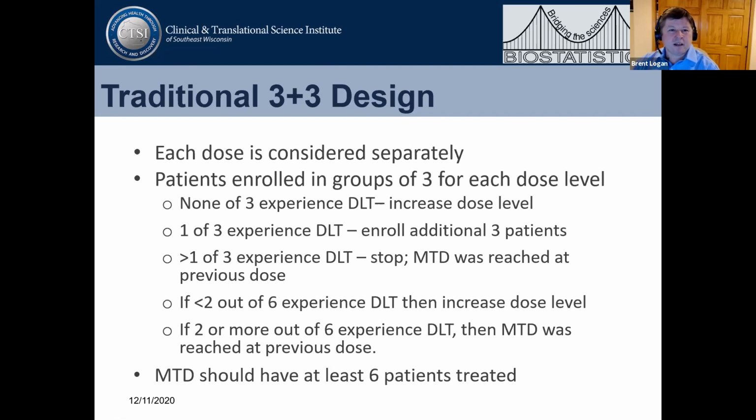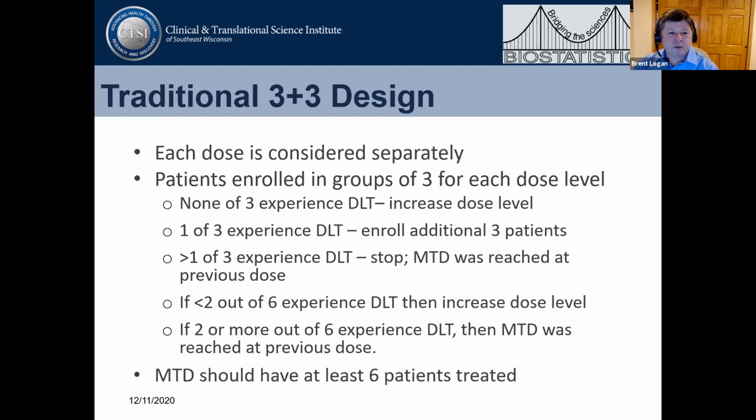One of the more common dose finding designs that you see in the literature in phase 1 trials is a 3+3 design. Essentially, each dose is considered and analyzed separately. Patients are enrolled in cohorts of 3 for each dose level. If you have 0 out of 3 dose-limiting toxicities, then you go up. With 1 out of 3, you're not sure, so you add another 3 patients and try to figure it out. If more than 1 of the first 3 experience a toxicity, that's too many, so you stop and identify the prior dose as the MTD.